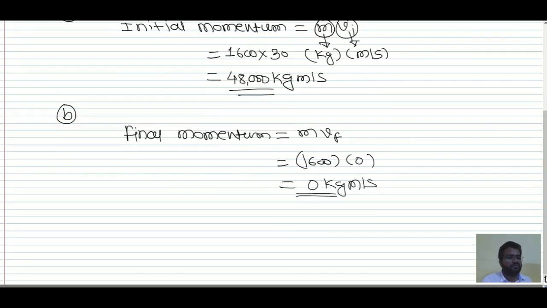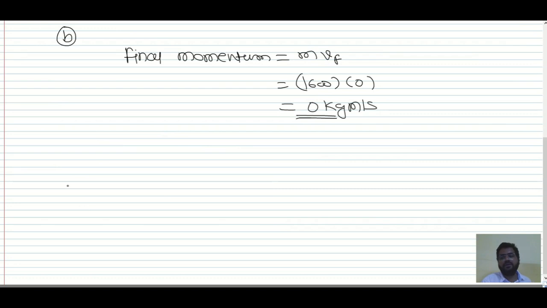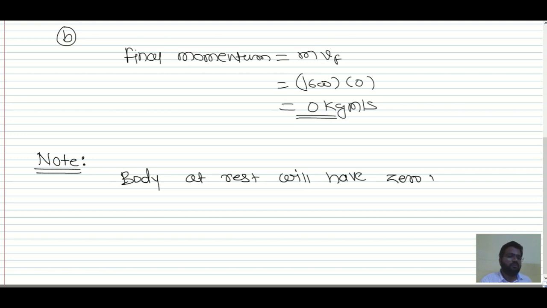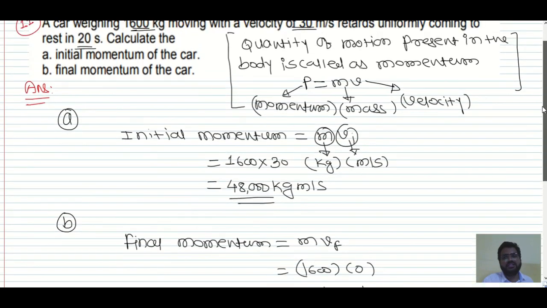So the main point that you need to remember over here is the note: a body at rest will have zero momentum. If there is no motion in a body, then we can say there is no momentum. So this is what you need to remember over here. I hope this is clear.